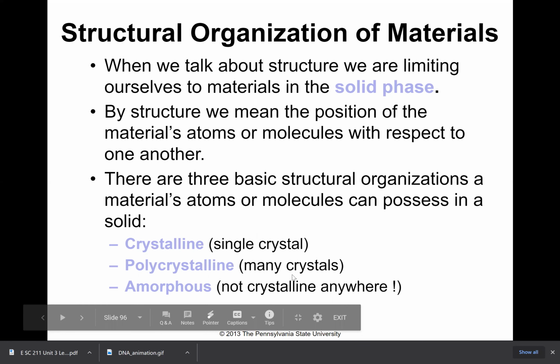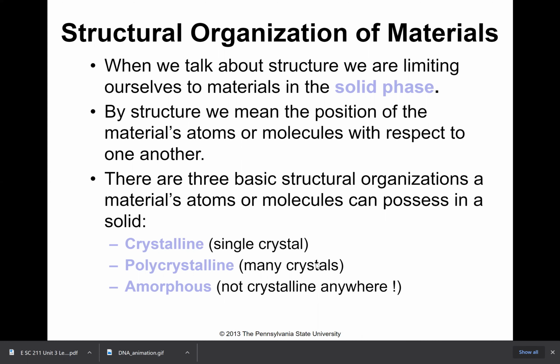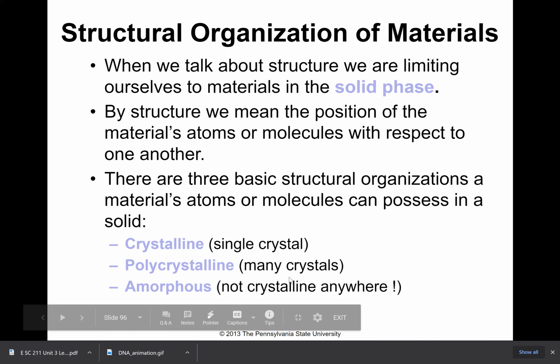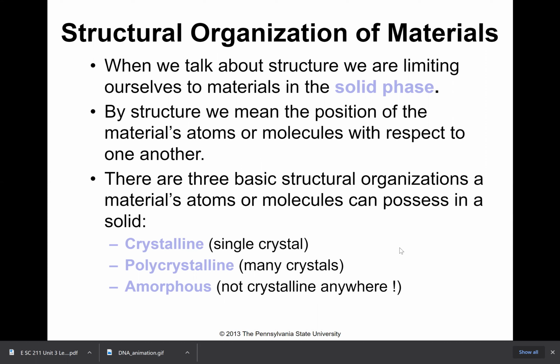And those three basic structural organizations are crystalline, a single crystal; polycrystalline, which is many crystals, it could be of the same material, but many different crystals hooked together; and amorphous, which is not crystalline anywhere. So we'll talk about those three organizational structures.